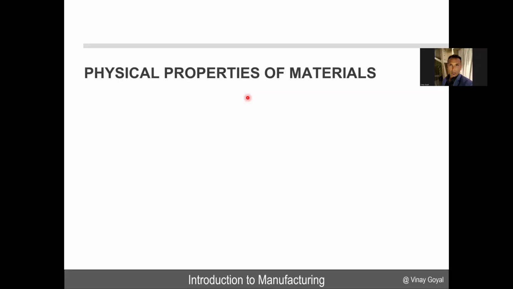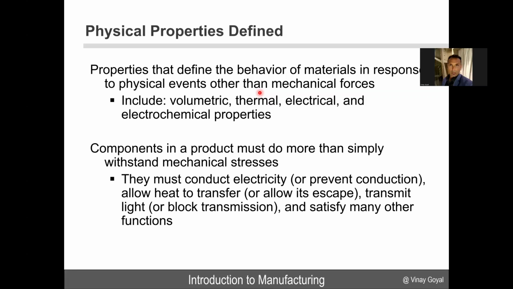I will be discussing the physical properties of materials. And the physical properties are important when it comes to manufacturing as well, and that's the reason we're covering them here. These are properties that define the behavior of materials in response to physical events other than mechanical forces. Those will include volumetric, thermal, electrical, and electrochemical properties.